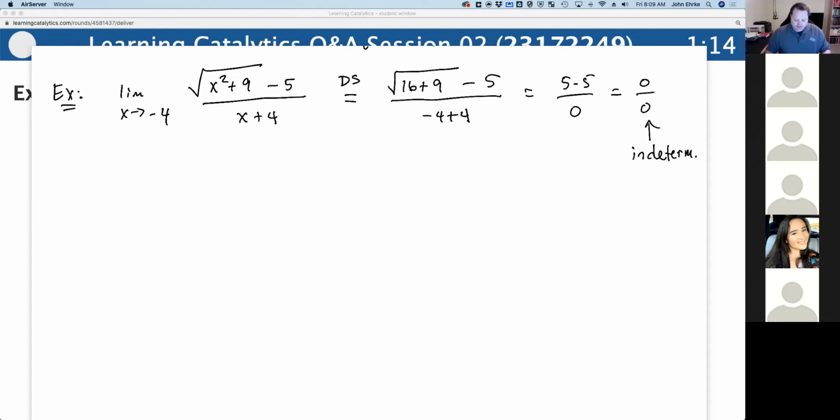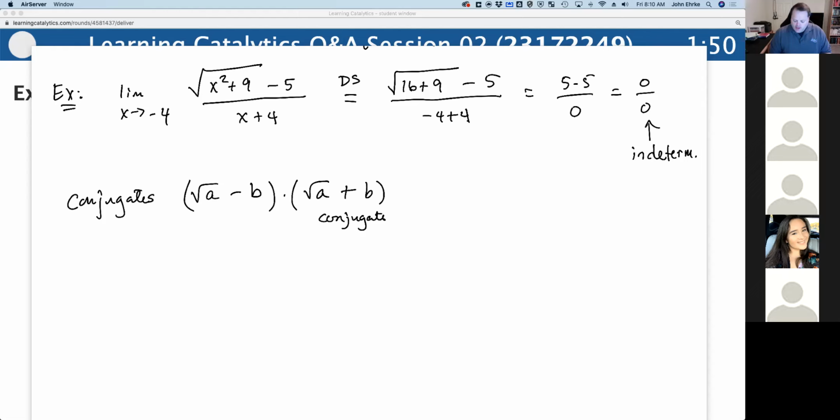Now, what I wanted to talk about here is something that you may or may not know. It's something called a conjugate. If we look at this numerator, it's of the form square root of a minus b. The conjugate of that is the square root of a plus b. So this is the conjugate here.